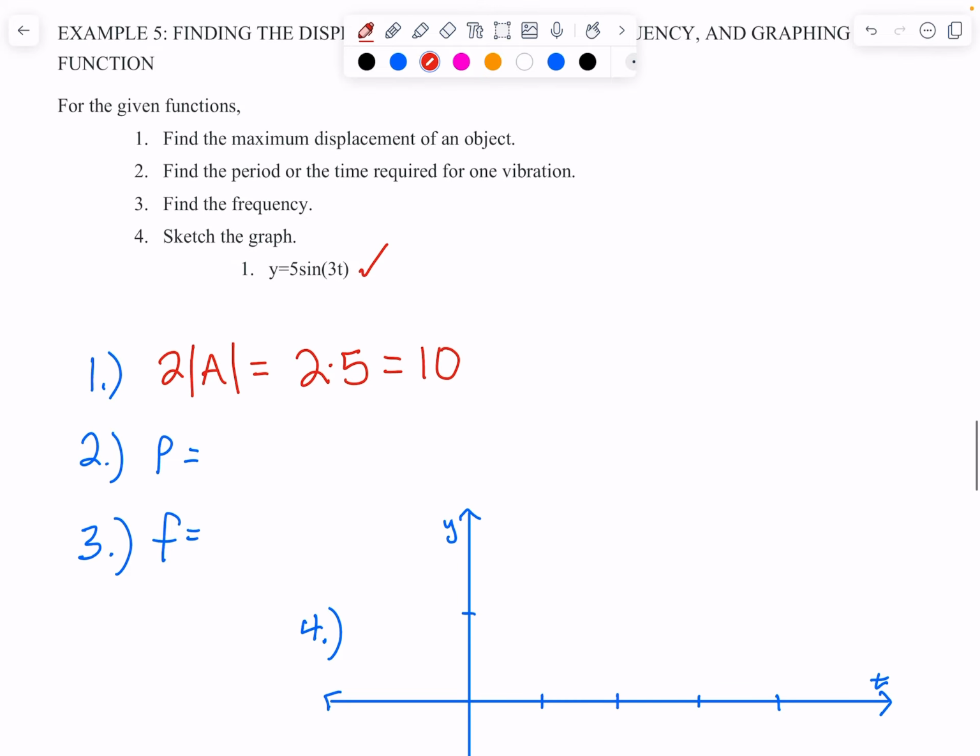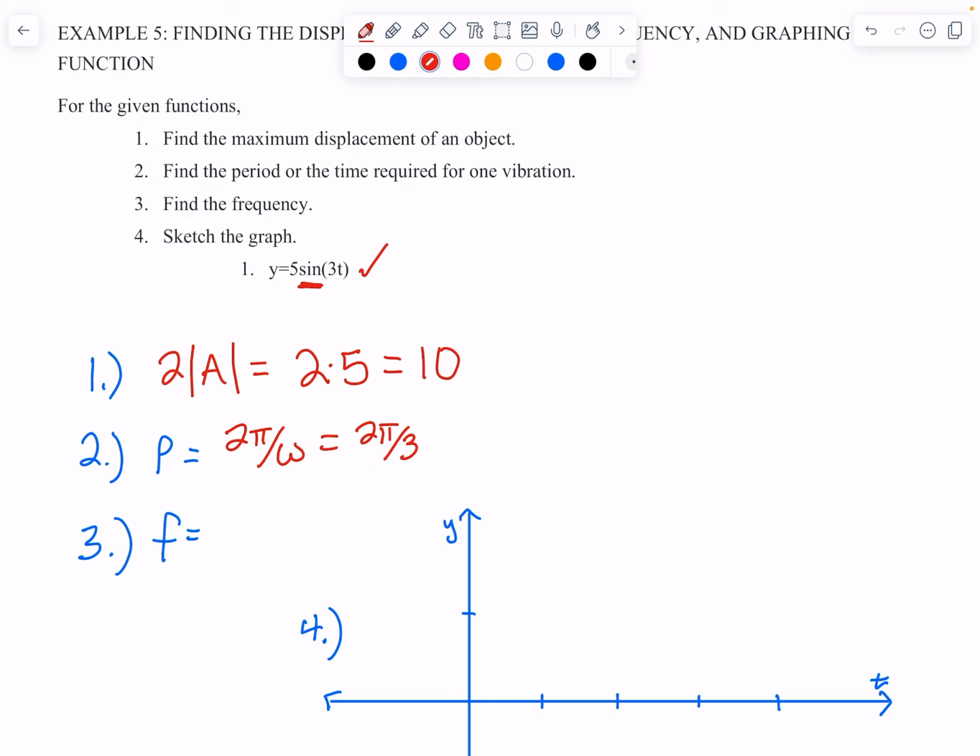Our period for a harmonic function is the same thing that we've dealt with in the past with sine. It's going to be 2 pi over, and in this case, it's omega. That omega is b. It's the same thing. They just put a new letter on it. 2 pi over 3. Okay, that's our period.